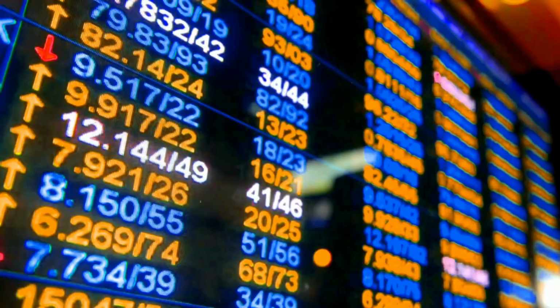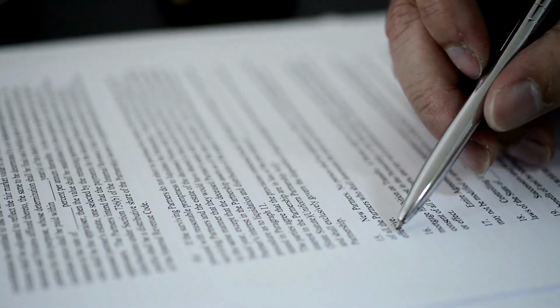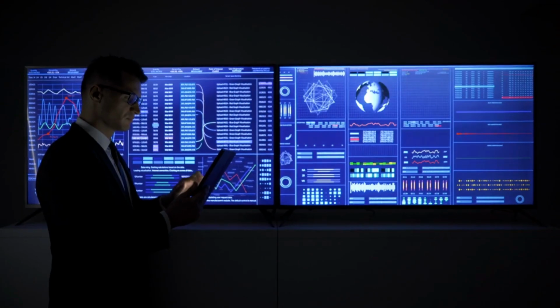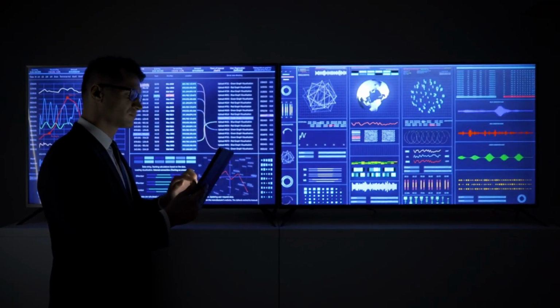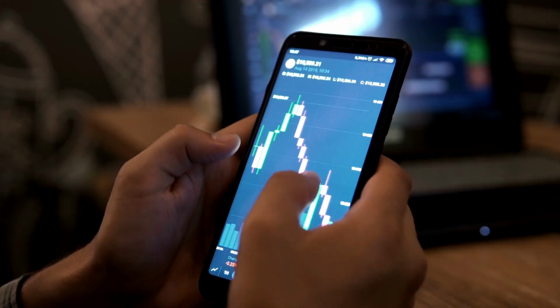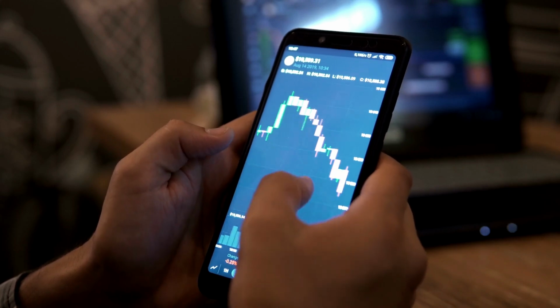Self-learning models. AI constantly evolves based on market conditions. Smart contracts. AI executes trades and transactions without human interference, ensuring security and trust. Blockchain ensures AI follows the rules, no market manipulation. This means AI can make crypto decisions better, faster, and more efficiently than any human trader.